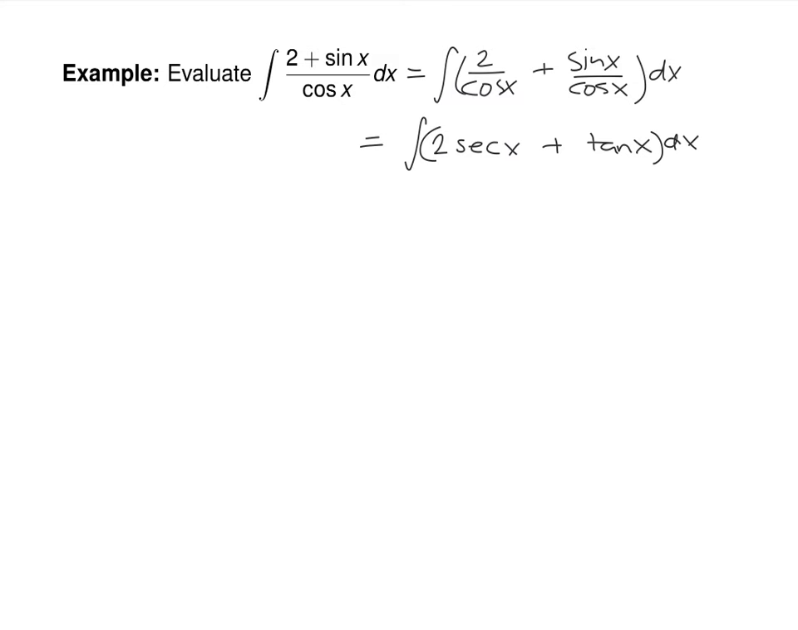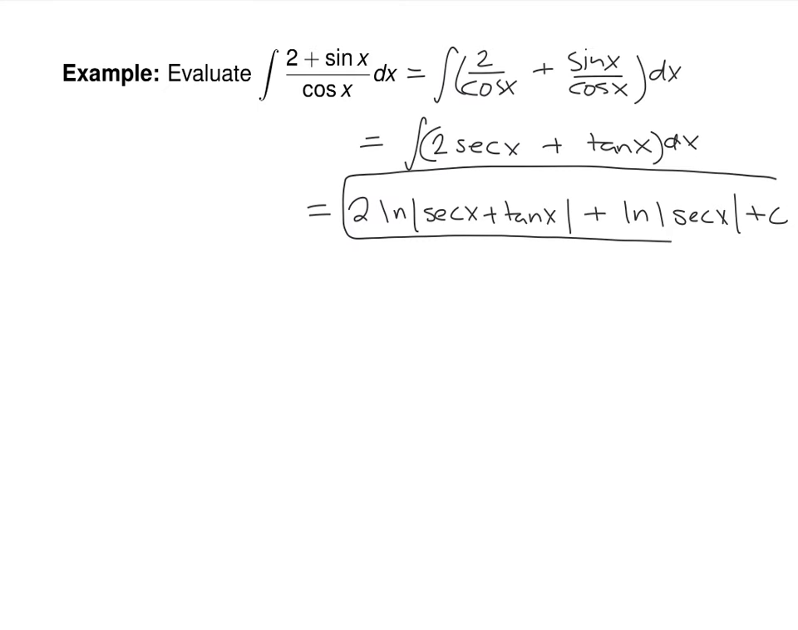You have to know the antiderivatives of secant and tan. So the antiderivative of secant is 2 ln absolute value secant x plus tan x, plus natural log absolute value of secant of x plus c. So those are the two useful formulas that we had at the end of our last lesson.